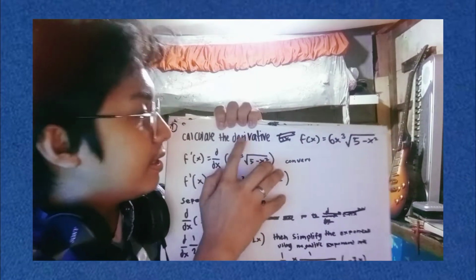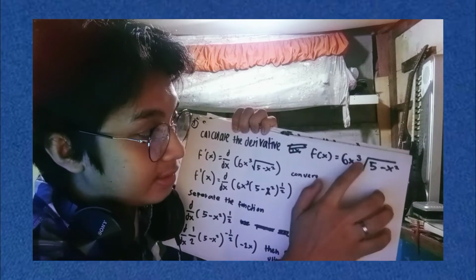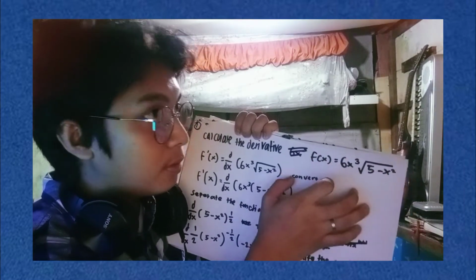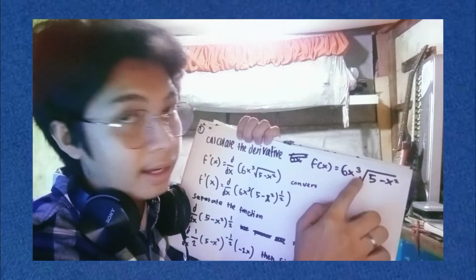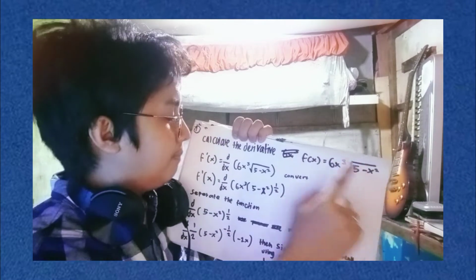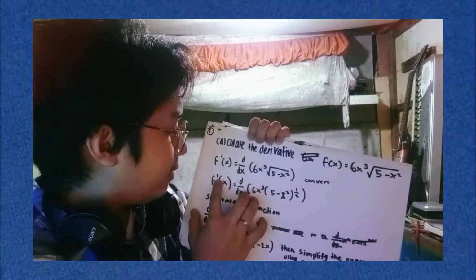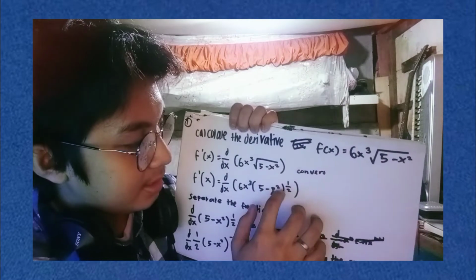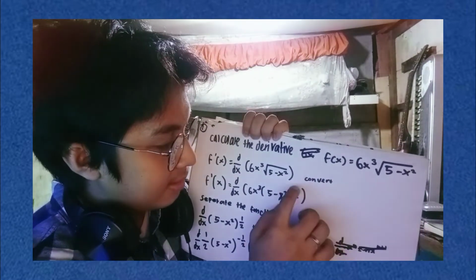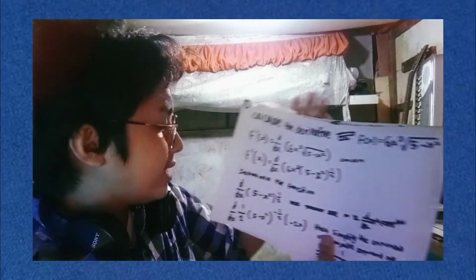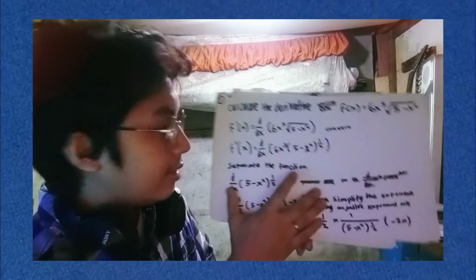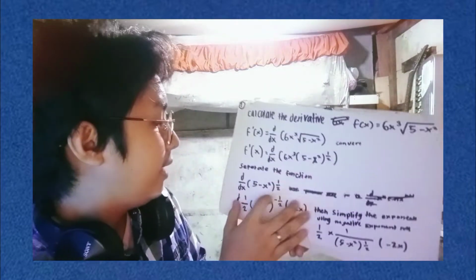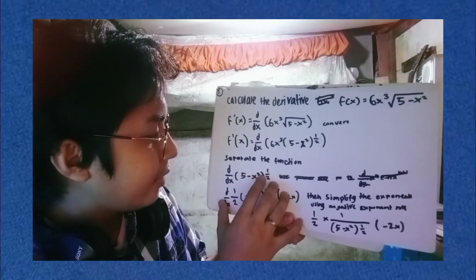So the final example is calculate the derivative of f of x equals 6x cubed times the square root of 5 minus x squared. Then we must convert the given into a more rational expression because we cannot solve the one with the radical sign. So it will become the first derivative of x equals d over dx of the quantity 6x cubed, parentheses, 5 minus x squared, close parenthesis, raised to 1/2. Then we must separate first the function. We must start at the quantity 5 minus x squared raised to 1/2. Then d over dx times 5 minus x squared raised to 1/2.